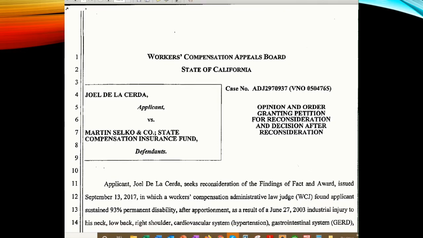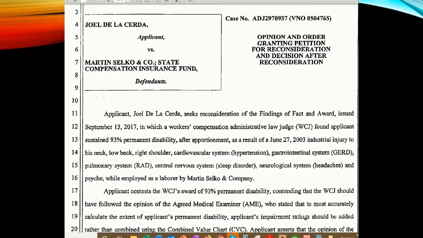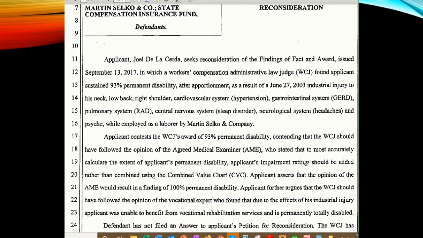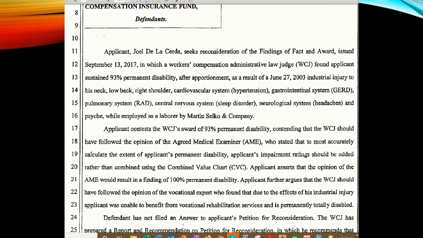Well, here in the case of De La Cerda, the applicant contested the workers' compensation judge's award of 93% permanent disability, contending that the workers' compensation judge should have followed the opinion of the agreed medical evaluator, who stated that to most accurately calculate the extent of the applicant's permanent disability, the applicant's impairment ratings should be added rather than combined using the combined values chart.